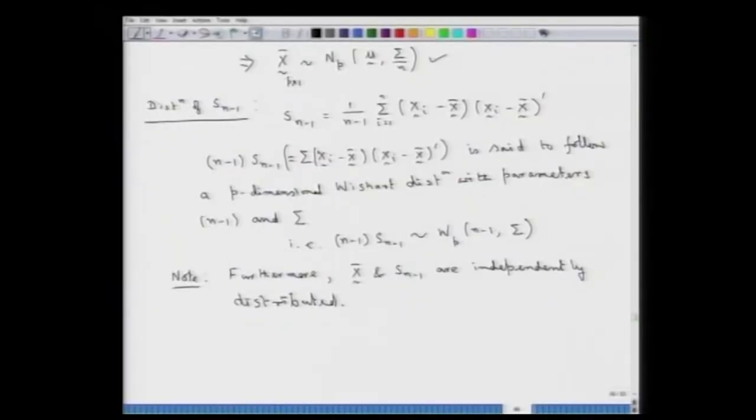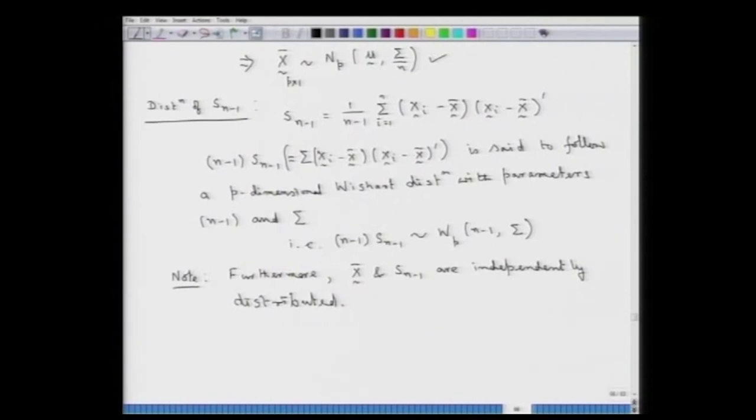We have for the multivariate setup a result which is similar to that univariate result. The mean for the univariate normal, which was mu, was equal to the mean of the associated distribution, and the variance of that distribution was sigma square by n. What we have here in the multivariate setup is sigma matrix divided by n. So, it is a result which is similar in nature.